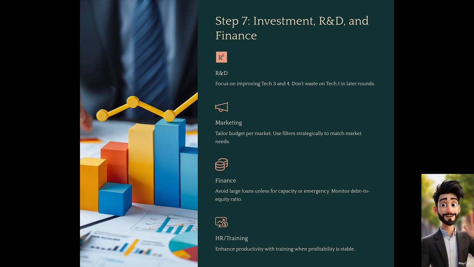Step 7. Investment, R&D, marketing, and finance. You'll also make decisions about R&D. Focus on improving Tech 3 and 4. Don't waste on Tech 1 in later rounds.